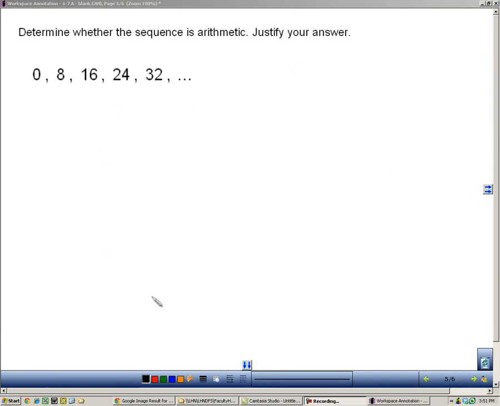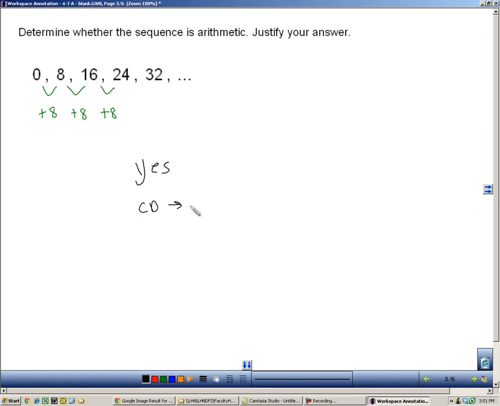Is this sequence arithmetic? To go from 0 to 8, you're going to add 8. I figure by now you should have the pattern set. From 8 to 16, you're going to add 8. From 16 to 24, you're going to add 8. So yes, this is an arithmetic sequence with the common difference being a +8.